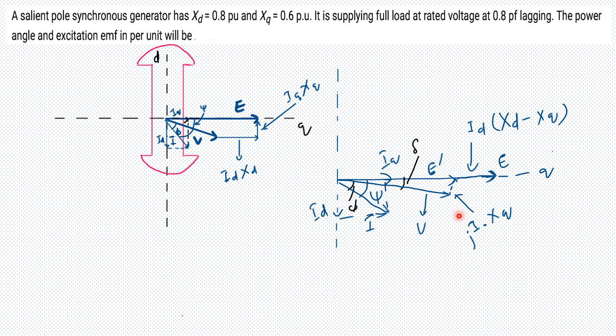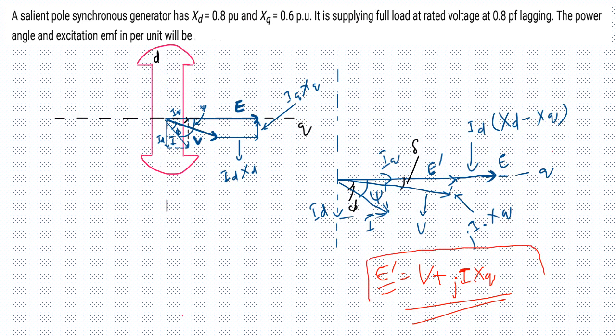First, you can find the value of delta. You can find this vector E dash, which is V plus jIXQ. This will help you locate your E, and you will locate your angle delta. Once you find this angle delta, you need to add something to reach E. Once you have found E dash, if you add ID into XD minus XQ to the magnitude of E dash, then you reach your E.